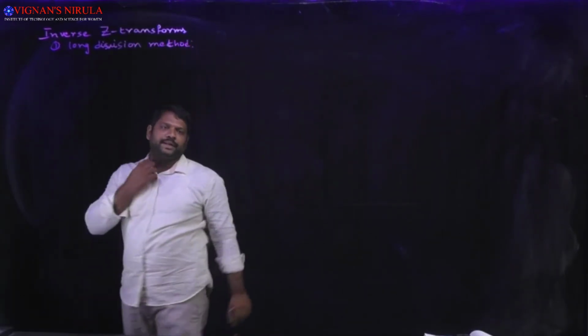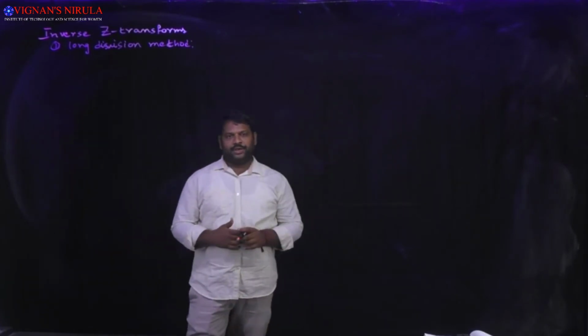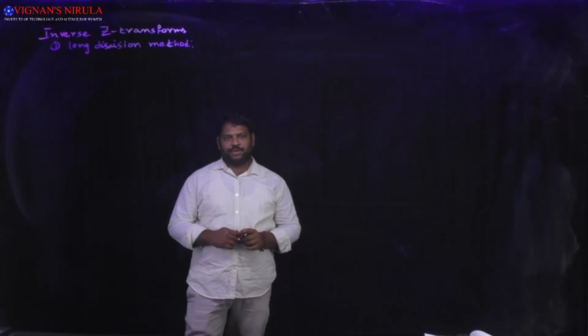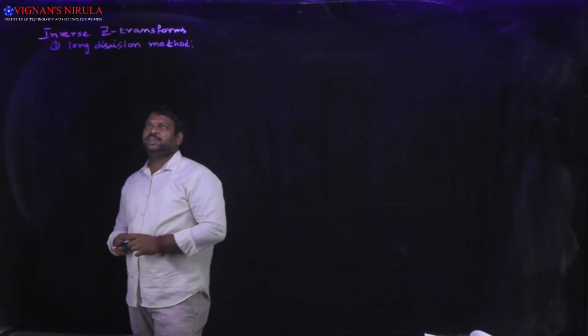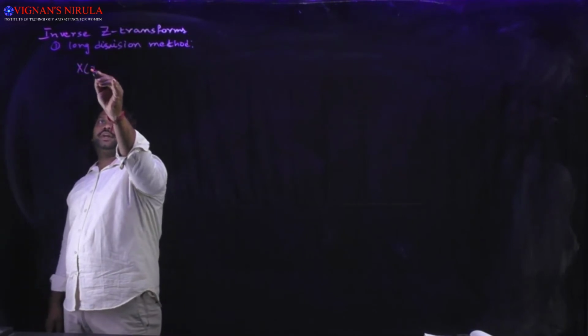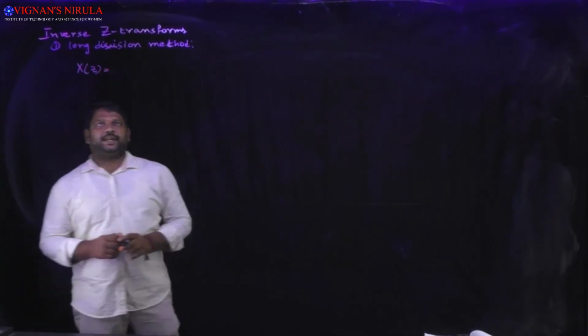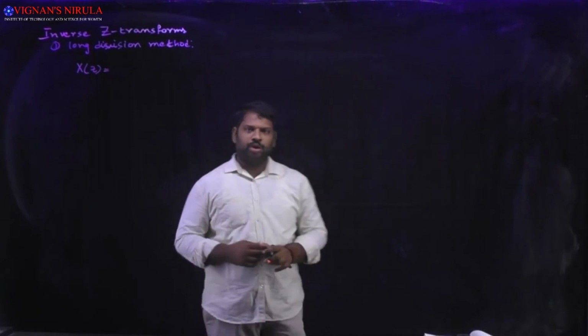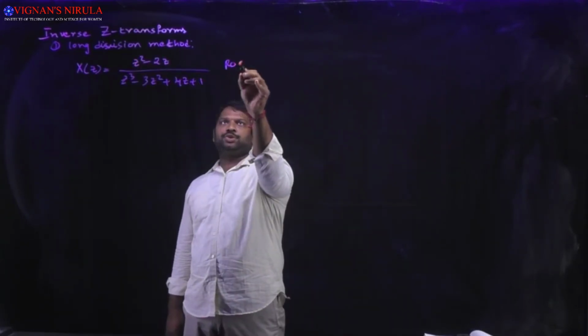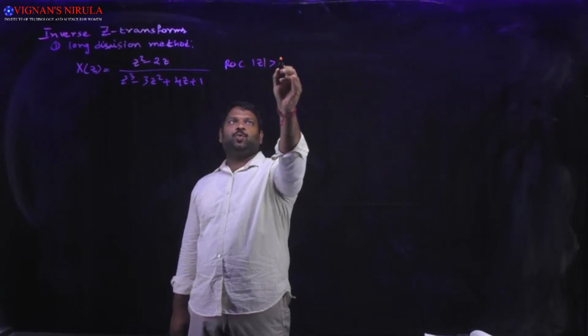And the second one is the residue method. Third one is the partial fractions method. And the fourth one is the convolution method. In the long division method, we see it by example directly. That is, take the Z transform X of z is equal to z square minus 2z. The given ROC is mod z greater than 1.